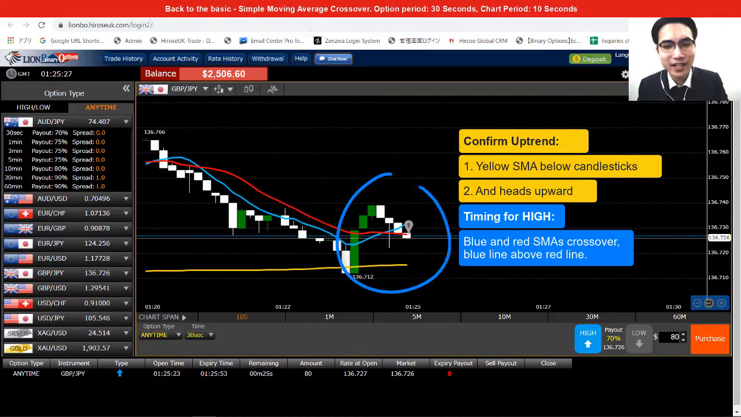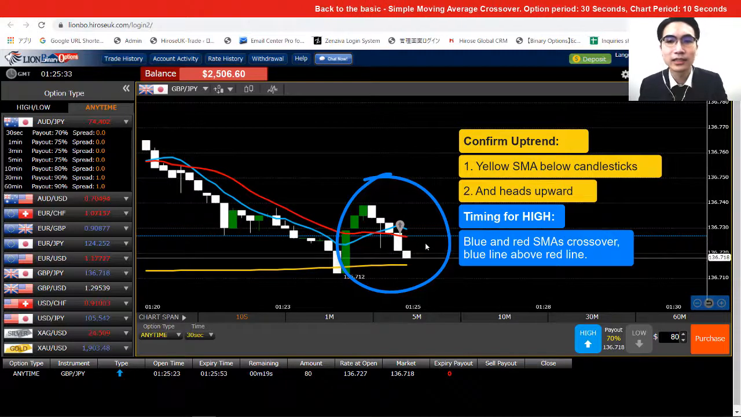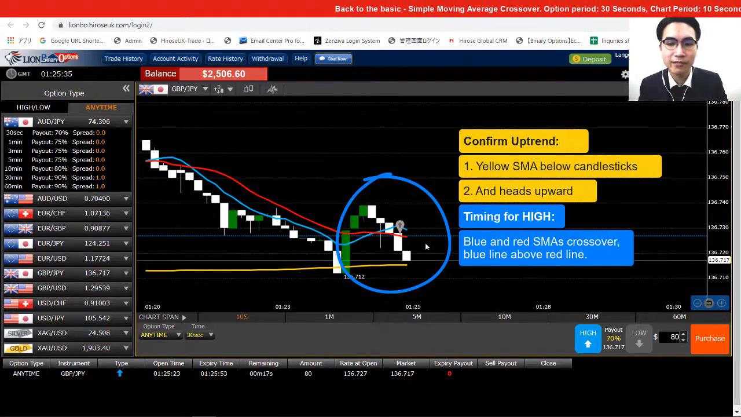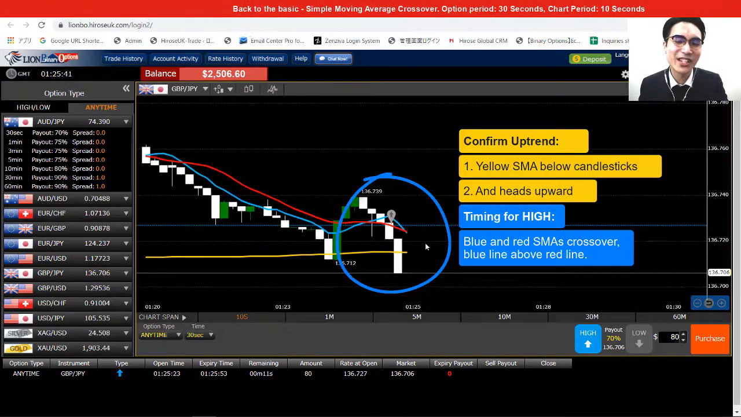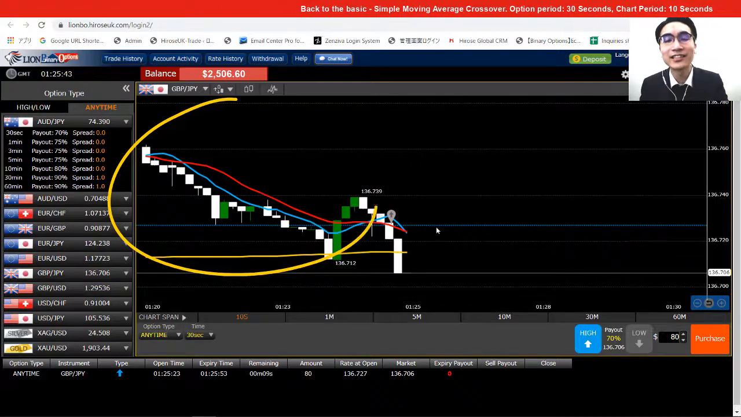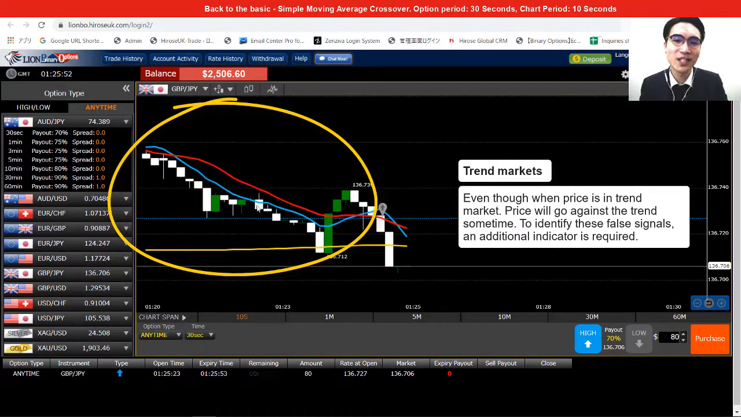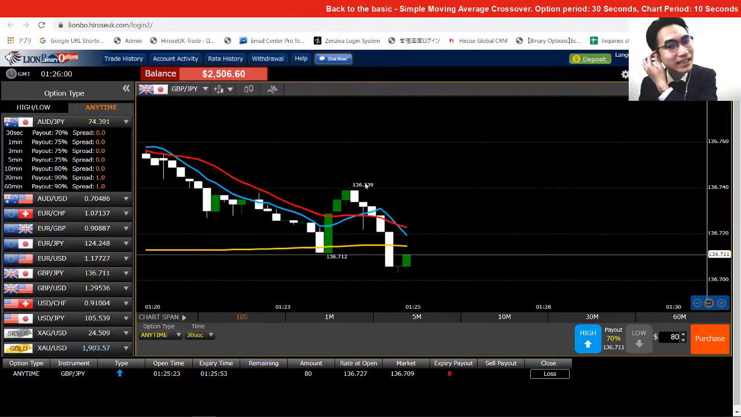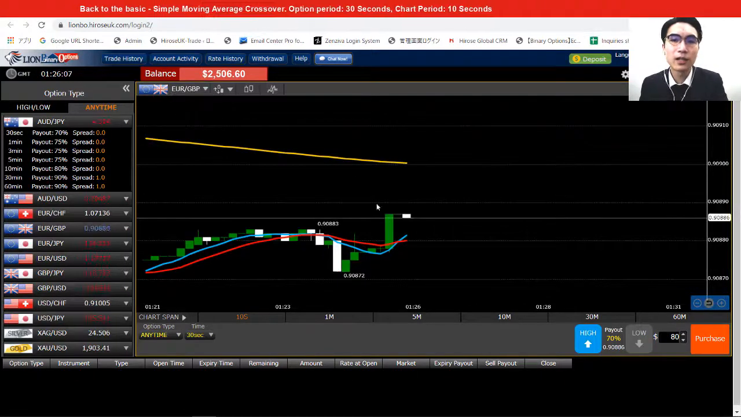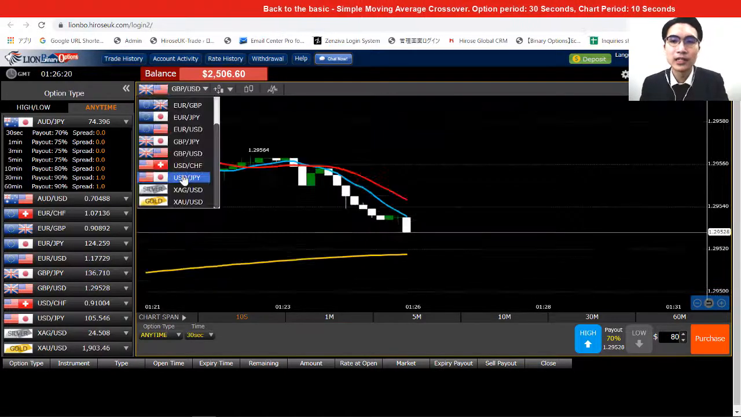I placed a trade here. It's an uptrend, so the yellow simple moving average is below the candlestick, and the blue and red simple moving averages cross over, with the blue one on top of the red one. But right after I placed that trade, I actually regretted it, because the candlestick movement before I placed that trade was going all the way down. It means the downward movement is quite strong, even though it's in an uptrend. I made a mistake there and lost that trade. It's okay. I'll browse a little and try to make up the loss.